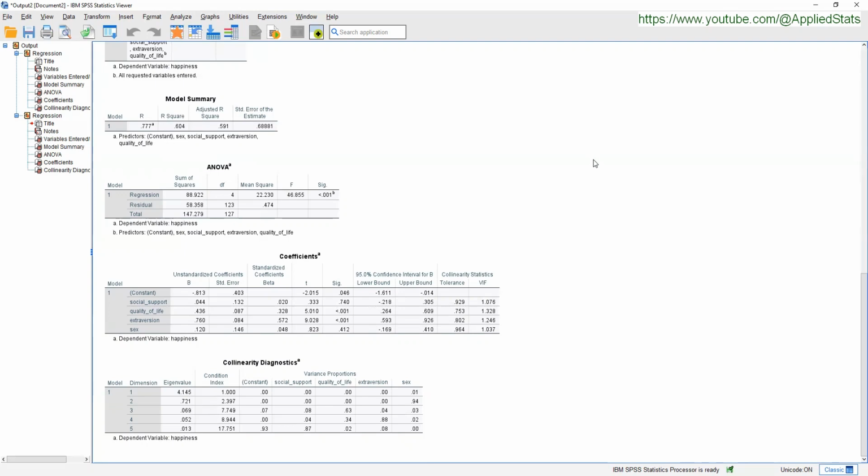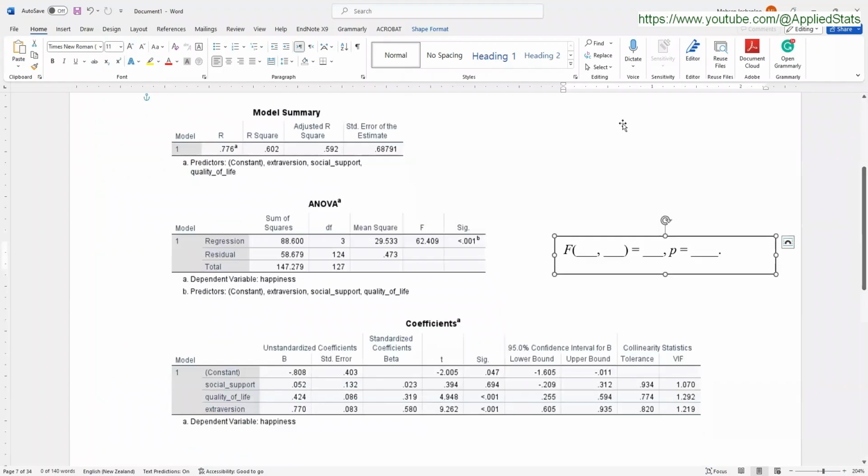How can we report our regression analysis in APA style? First of all, you need to report your F value. Your F value is here. So this is the template for reporting your F value. The F value goes here, and the 2 degrees of freedom, 3 and 124, go here. And this is your p-value, which in this case is smaller than 0.001. So you change it to p smaller than 0.001.